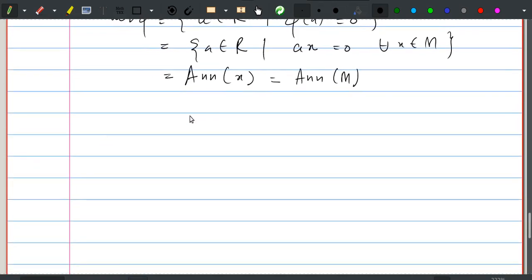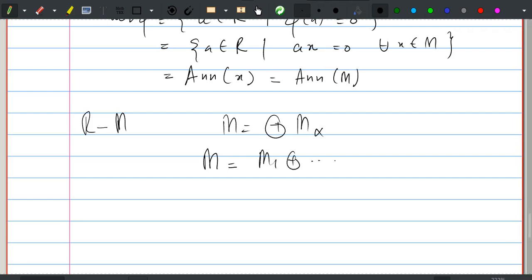Now as seen above, we had defined an R module M to be a free module if M is a direct sum of free cyclic R modules. So suppose M is the direct sum of M1 plus so on plus Mn, where this M1 is a free cyclic R module, this Mn is also a free cyclic R module. So in that case each Mi will be isomorphic to R.